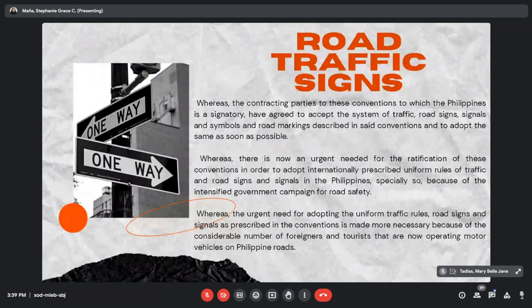Ratification means the act of signing or giving formal consent to a contract or an agreement, making it officially valid. So whereas the urgent need for adopting the uniform traffic rules, road signs and signals as prescribed in the conventions is made more necessary because of the considerable number of foreigners and tourists that are now operating motor vehicles on Philippine roads. After more than 20 years, although the majority of the world's countries have already applied the recommendations of the Vienna Convention, some countries like the USA and the Philippines still have difficulties in implementing the international traffic system.